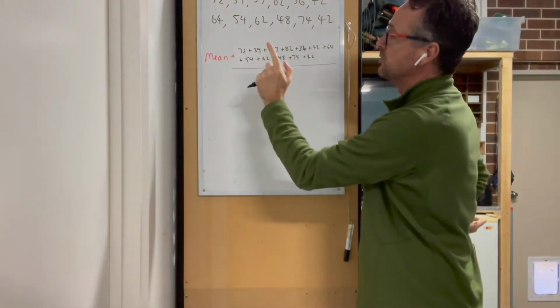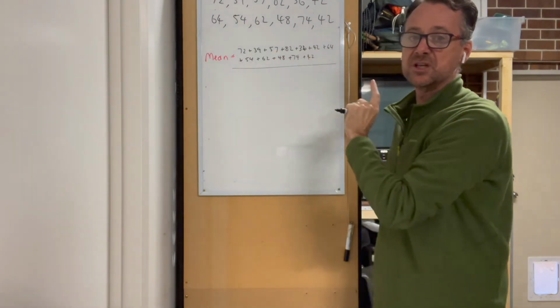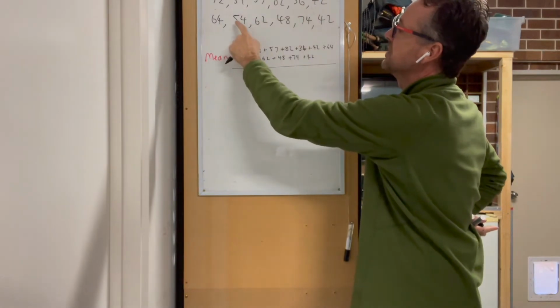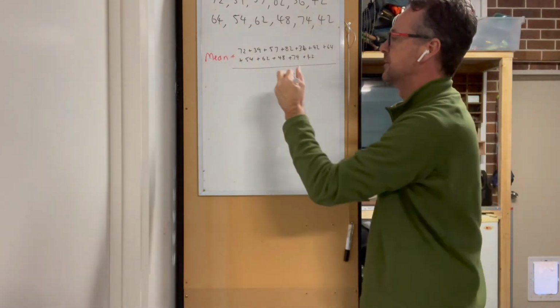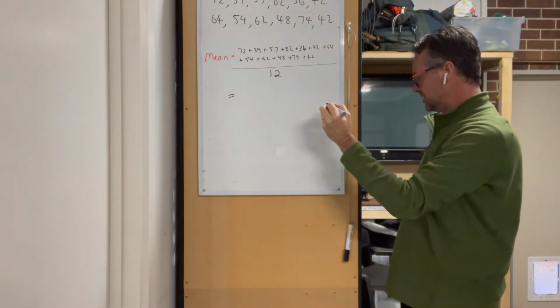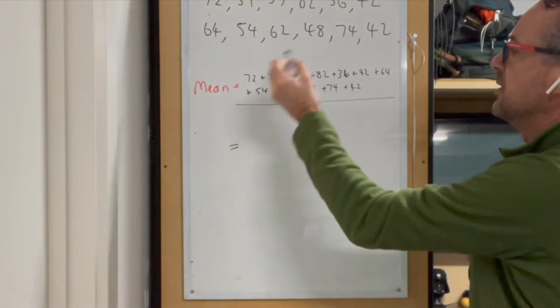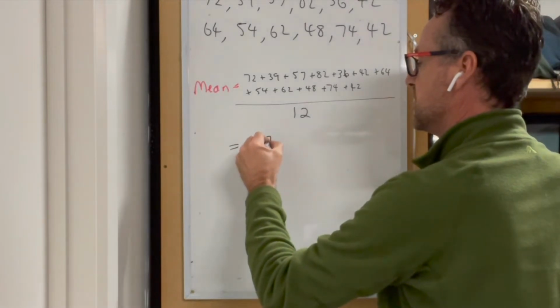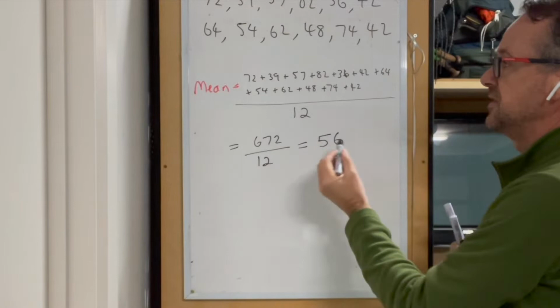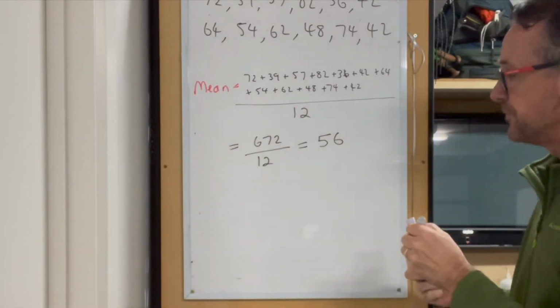Okay, and then what we need to do is count up how many actual sets of data we collected. So there's 1, 2, 3, 4, 5, 6, 7, 8, 9, 10, 11, 12. So we add all those together, that gives us 672. Then we divide that by 12, and that gives us 56. So 56 is our mean, or our average.